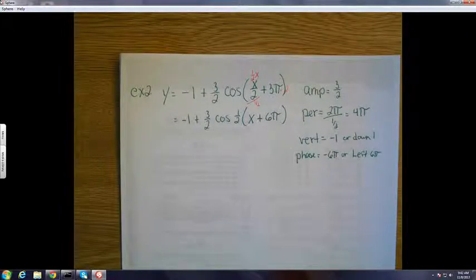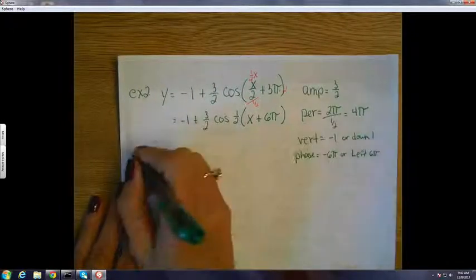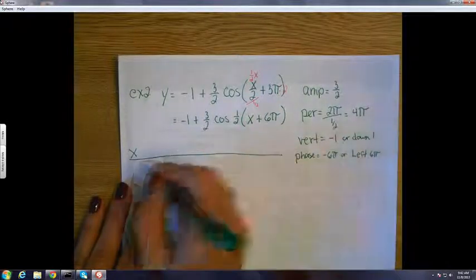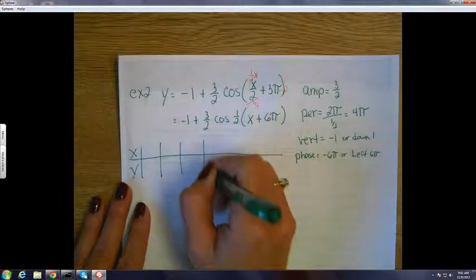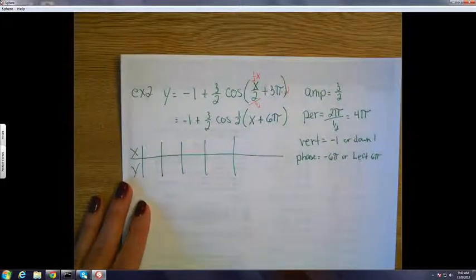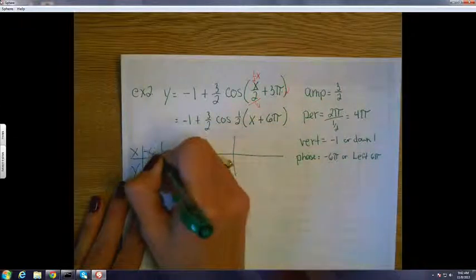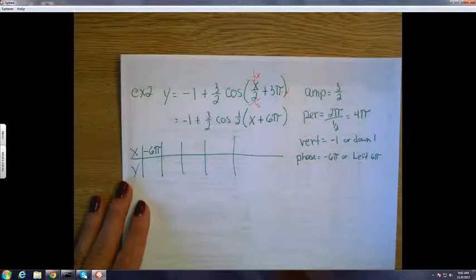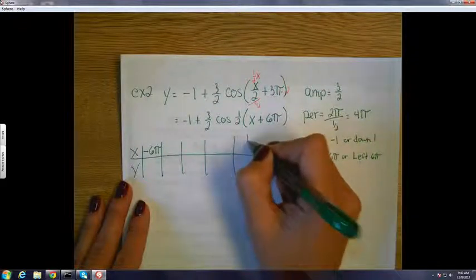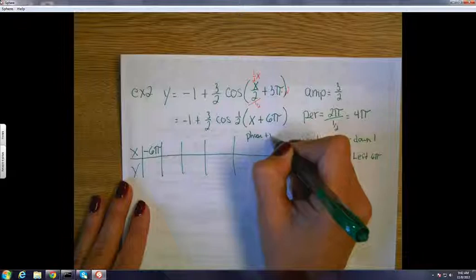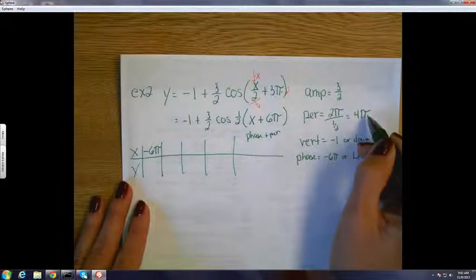Okay. Here we go. Okay, first x value, where is it at? The phase, -6 pi. Well, those are kind of going to be nice numbers. The ending, phase plus period. We got -6 plus 4, -2 pi.